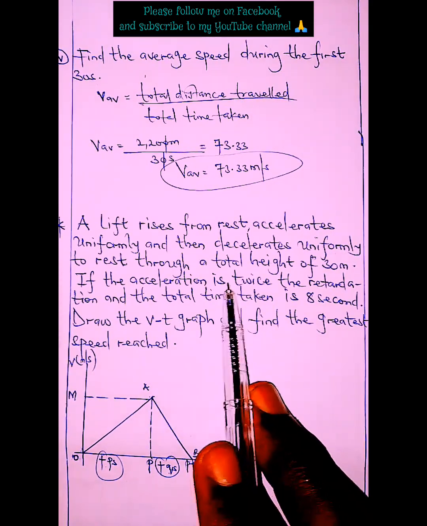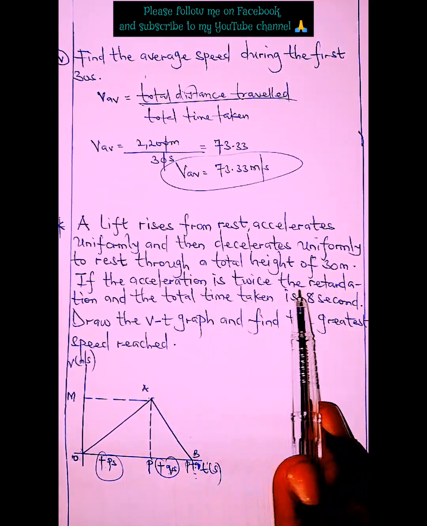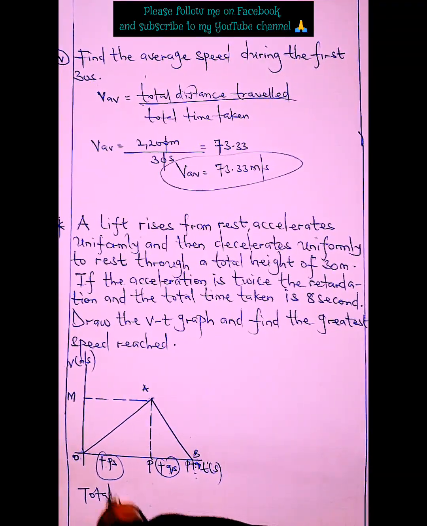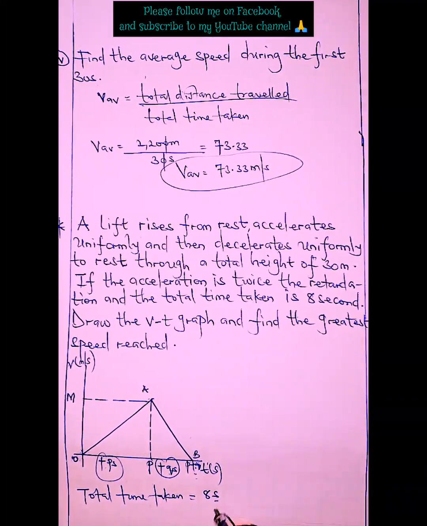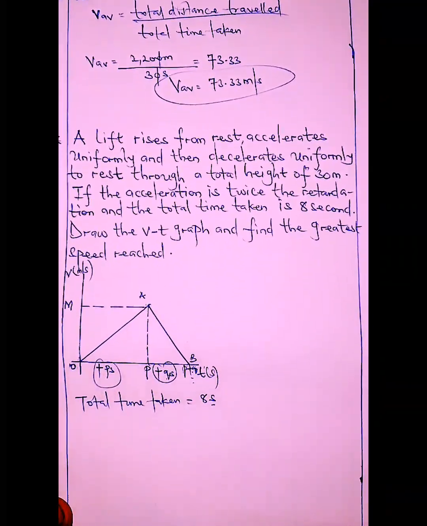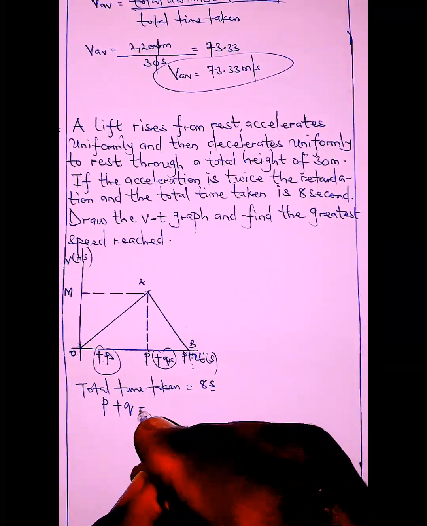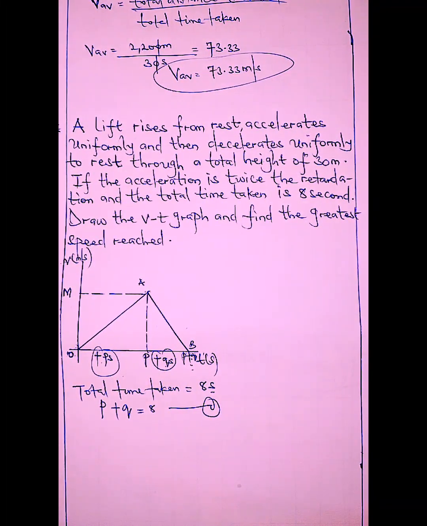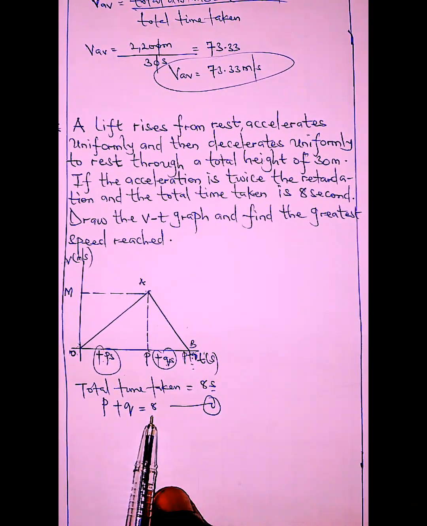So now let's look at the other part of the statement: uniformly to rest through a total height of 80 meters. It said the acceleration is twice the retardation, and the total time taken is 8 seconds. So p plus q will give us 8, which is a form of equation. This is equation 1. If you're not good at simultaneous equations using the substitution method, you'll find it very hard to understand what we're doing. So that's p plus q equal to 8.